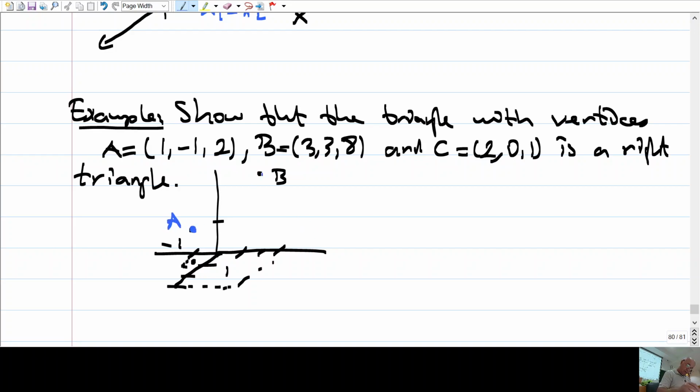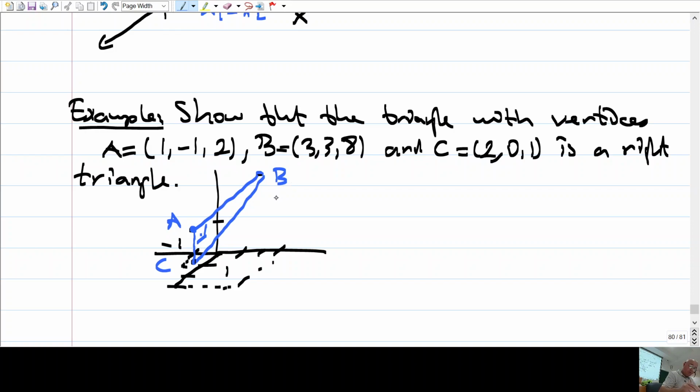A, B, and C. And we have this triangle here. Okay, so we are asked to show that this is the right triangle. Well, it looks like a right triangle from my picture, right? Let's see if it is the case. So how can we show this?